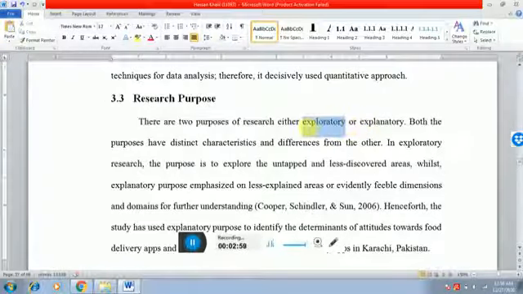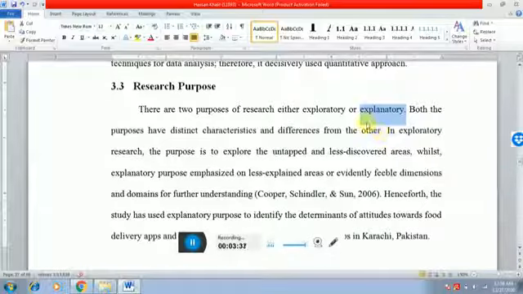So most of the time, if you conduct an exploratory study, you have to gather the data with the help of interviews, because you cannot get any secondary data available for that type of research. And the explanatory researches are those researches in which you already have an established theory. On that theory you are going to further explain those relationships. So in the majority of cases, you all have the explanatory research purpose. So what you have to do is first describe all of these three, and then explain why your research is explanatory.